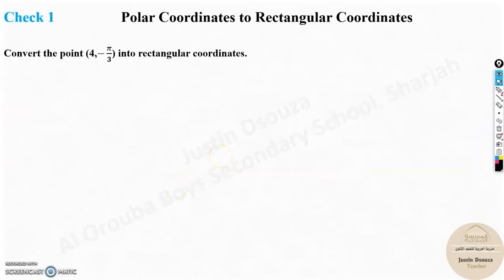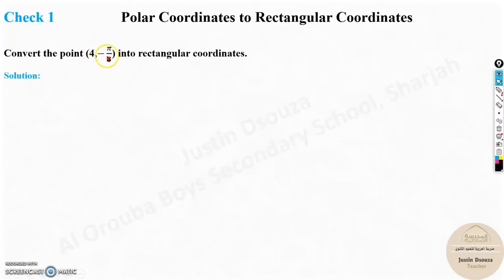Now there is a check problem. I would highly encourage all of you to pause the video now. We just now saw how easy it is. The formulas are x is equal to r cos theta, y is equal to r sine theta. Apply it and solve it. I hope you tried by pausing the video. At least you have tried or wrote something. But anyways, now we'll do it together.